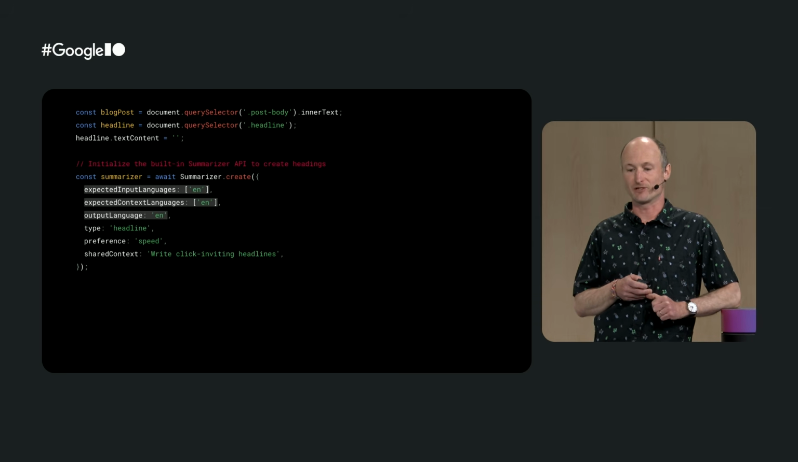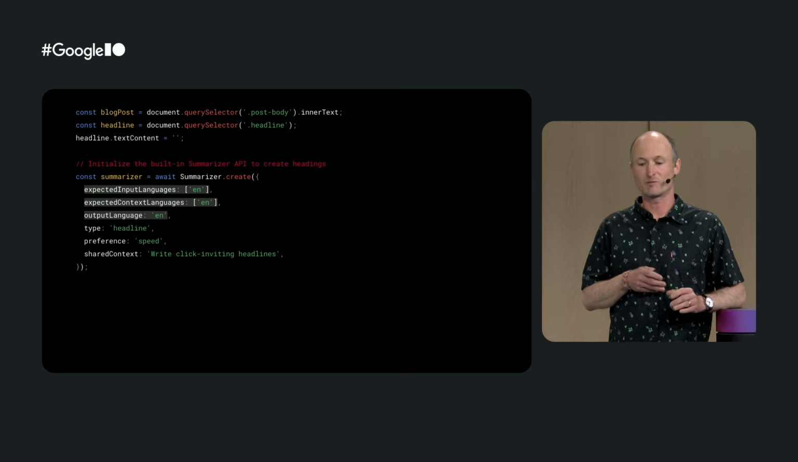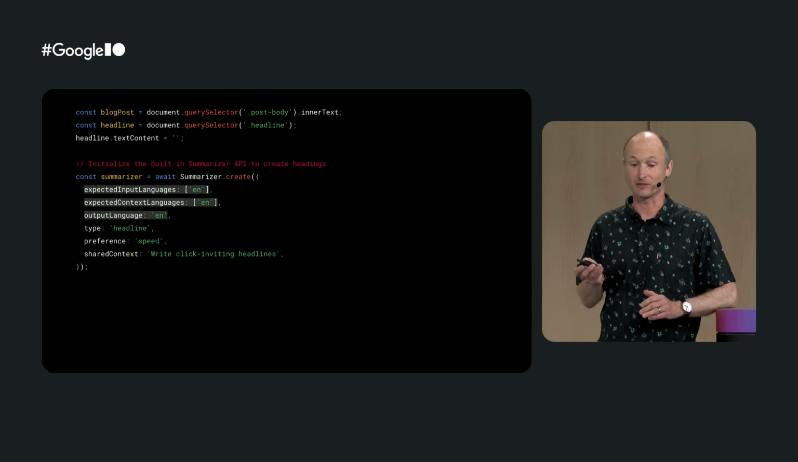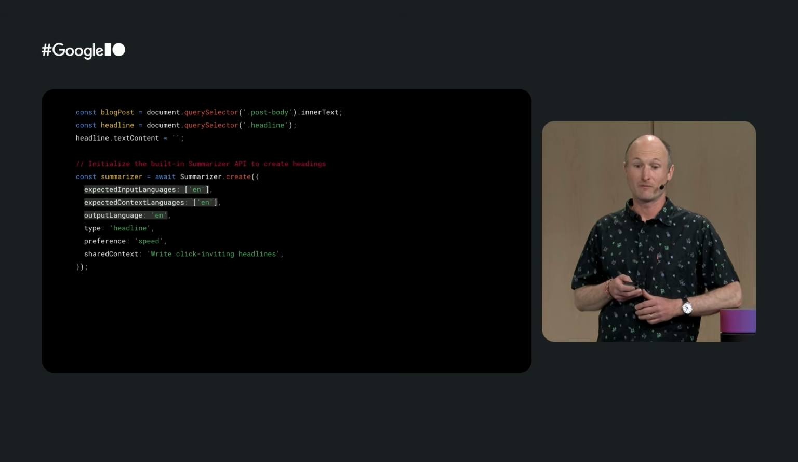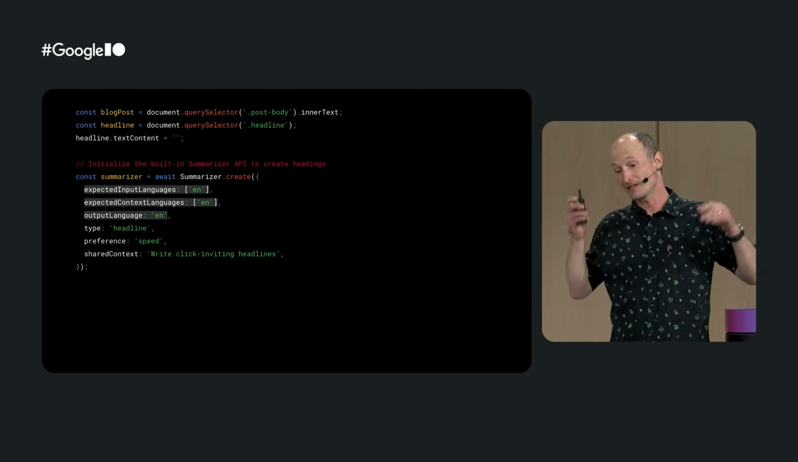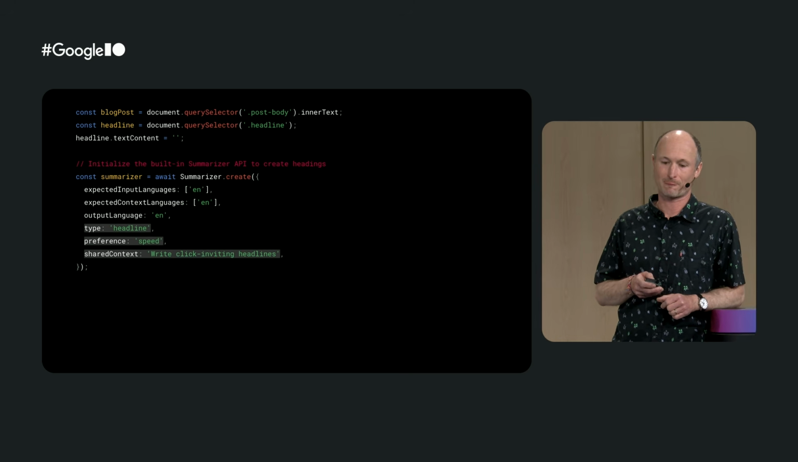Next, we create a summarizer. Assuming an English blog post, we set the expected input languages to just English. We provide the model with context in English, so we likewise set the expected context languages to English. We want the headline to be generated in English, so we set the output language accordingly.